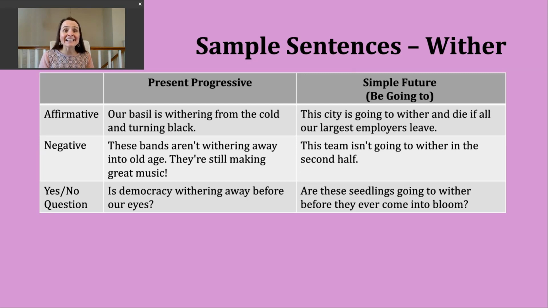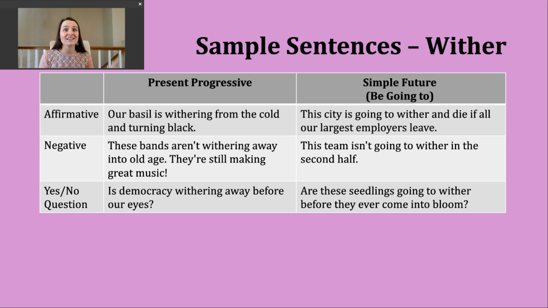If I want to make a negative present progressive sentence, what I'm going to do is start with my subject, then I use be, then I have not, and then the ing form of the verb. Here's another example. These bands aren't withering away into old age. They're still making great music. I saw some sentences very similar to this, describing a band that had initially started together back in the 70s, so a really long time ago, but they're continuing to tour and make new music.